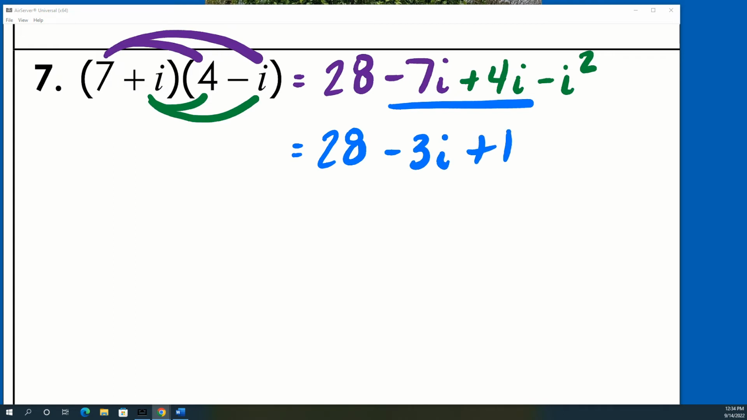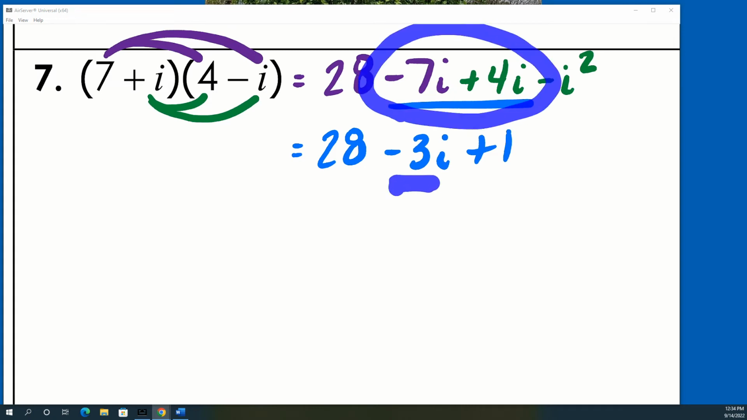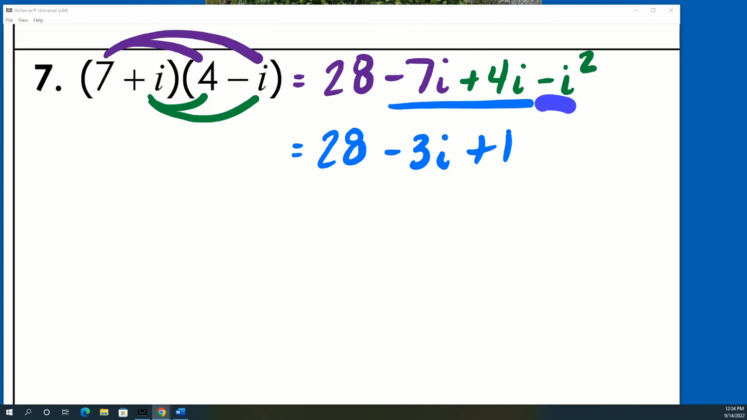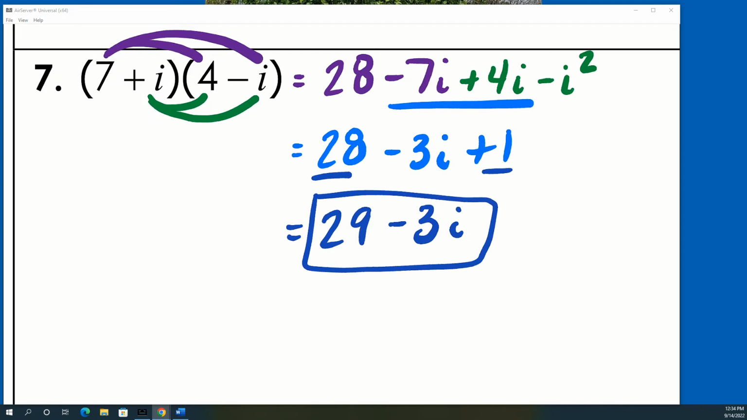So you subtract the two i's? Yes. All right, and then negative i squared is 1. And then now I would add 28 and 1 and get 29, and that should be my answer.